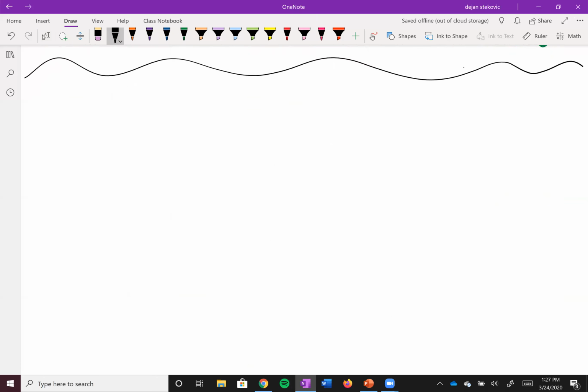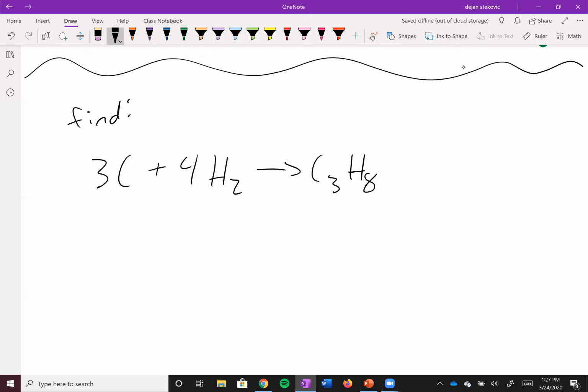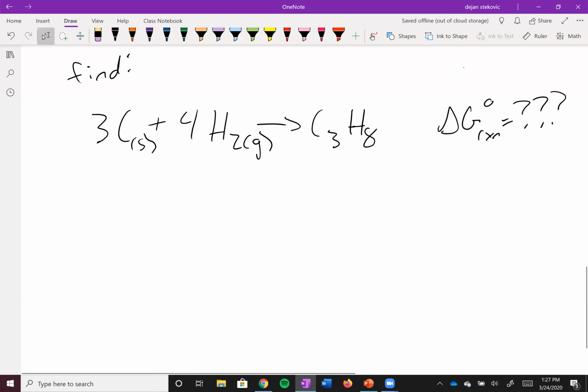So in our example, we want to find this. 3 carbons plus 4 hydrogens gives us 1 C3H8, which is actually propane. Delta G here is unknown. This is what we want, right? So we want to combine carbon as a solid and hydrogen as a gas to form propane. What's the delta G of this reaction?